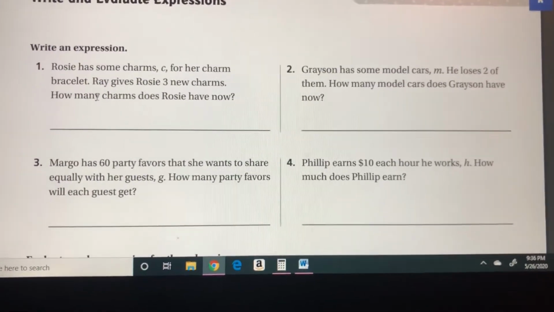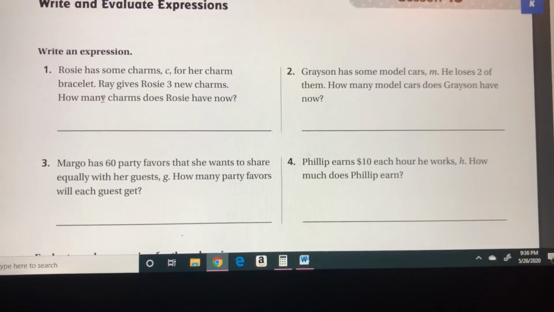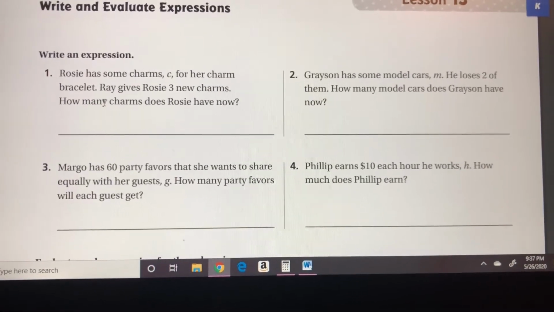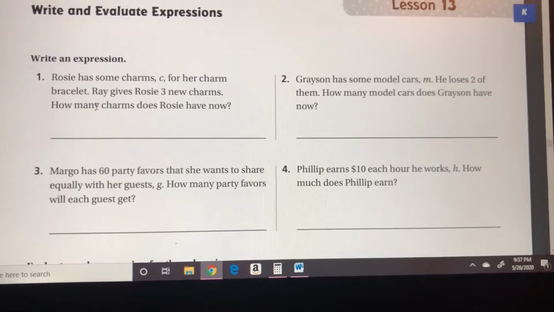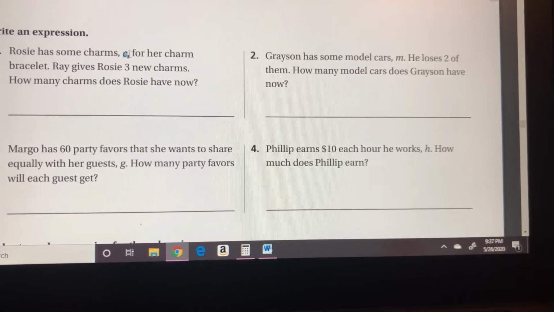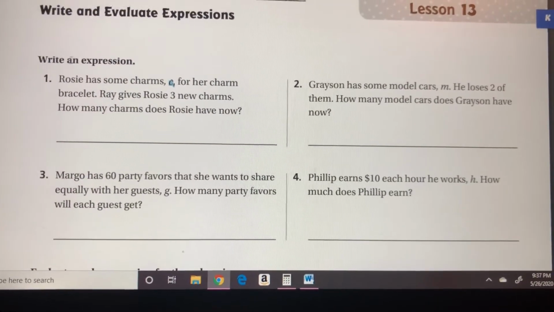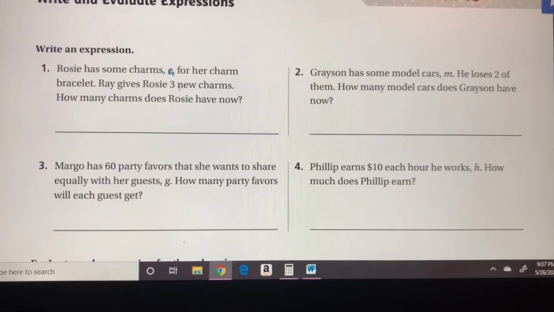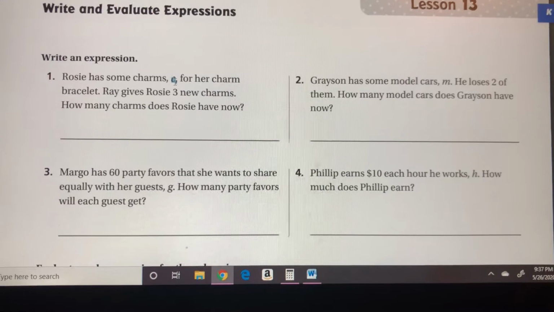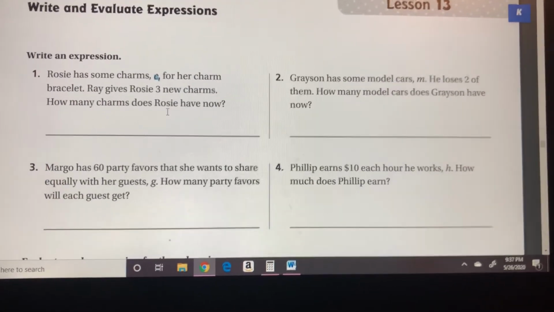So if we read number 1, it says Rosie has some charms, C, for her charm bracelet. Ray gives Rosie 3 new charms. How many charms does Rosie have now? So in this case, C is what we're solving for, okay? These instructions just say to write an expression. There's no way to solve the expression in this word problem because they don't give us a value for letter C. You'll see what I mean by value in the next section.